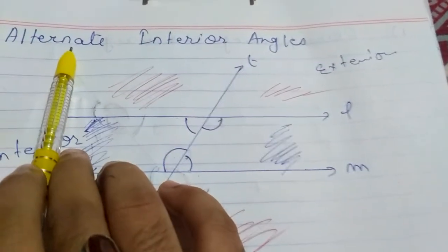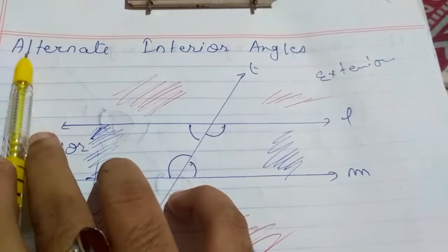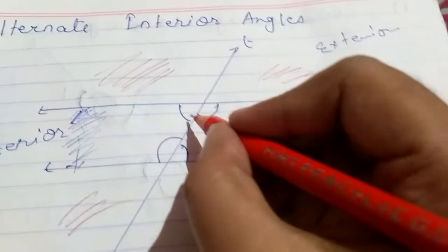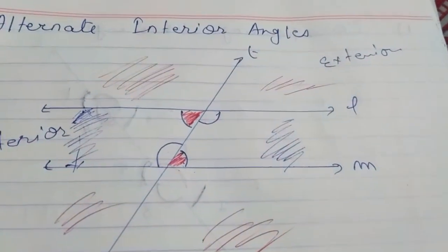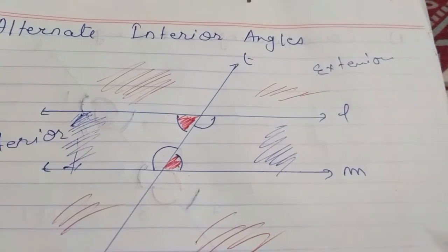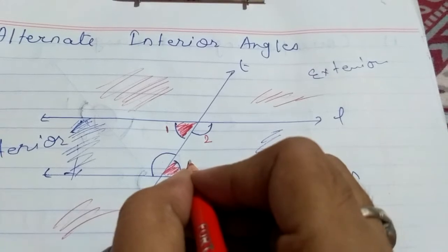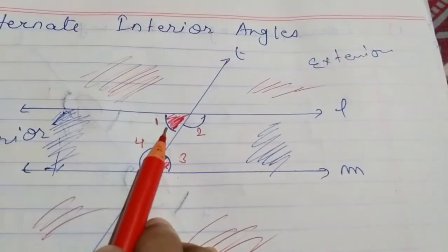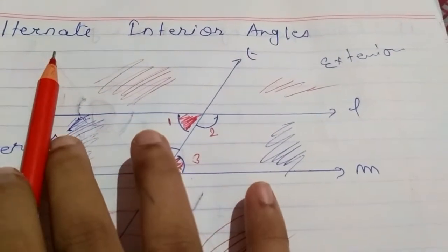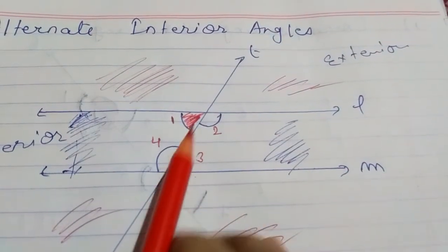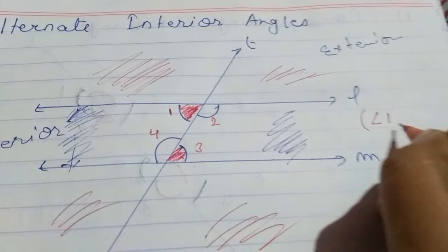And what is the meaning of alternate interior angles? जब angle इस region में बनेगा तो उसे हम interior angles बोलेंगे. यहाँ जो same चीज़ आया है वो है alternate. So the meaning of alternate is that this angle and this angle are alternate angles. When you put names, suppose here is 1, 2, 3, 4. So 1 and 3 are alternate interior angles. Angle 1 and angle 3 are called alternate interior angles, and these both angles are the same.